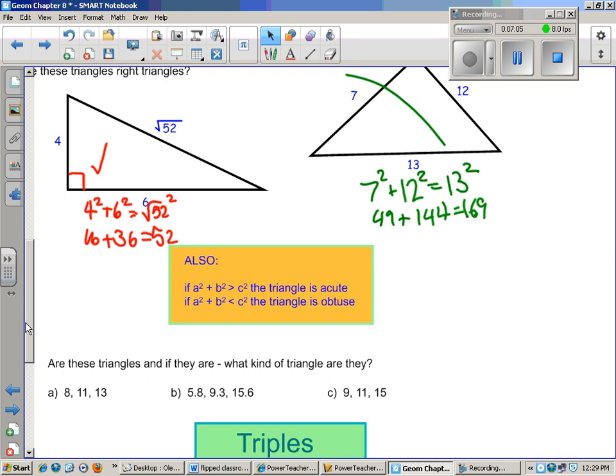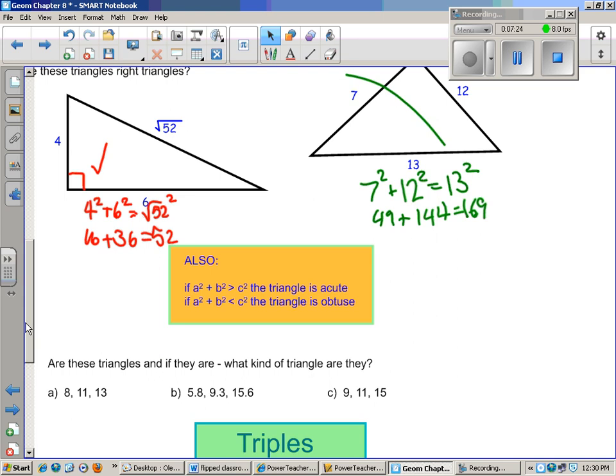If a squared plus b squared is greater than c squared, that means c squared, or c, is probably short, right? So to make the triangle, the c, the bottom here, is going to be short. So look at the angle at the top. What kind of angle is it?